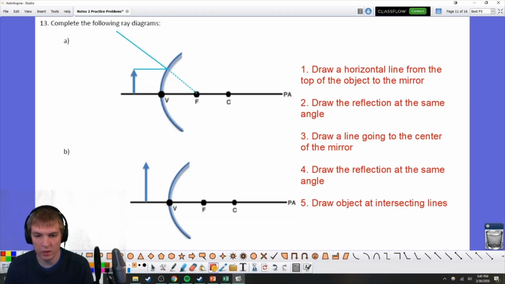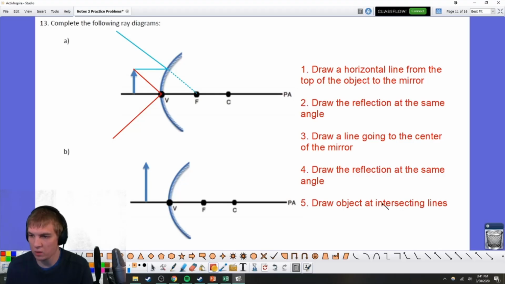All right. Then you have to draw the next line, number 3. Draw a line going to the center of the mirror. Just like that. And then the reflection at the same angle. So the reflection goes off at the same angle. Something like that. That should work.